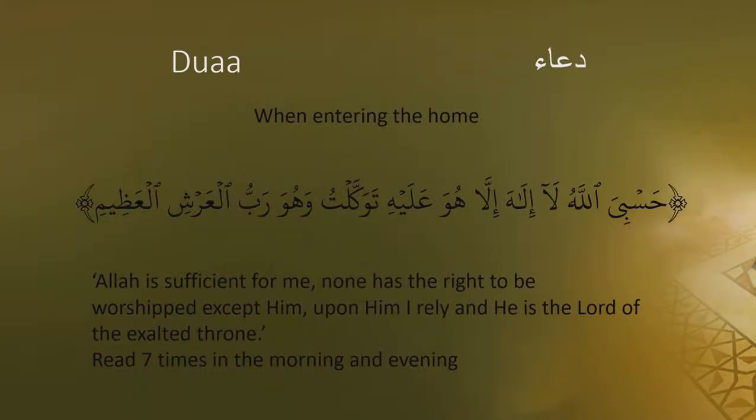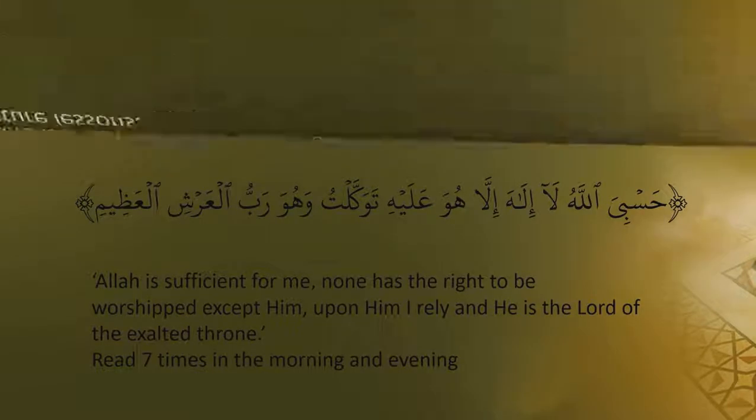Let's move to today's dua. حسبي الله لا إله إلا هو عليه توكلت وهو رب العرش العظيم. Allah is sufficient for me. None had the right to be worshipped except Him. Upon Him I rely, and He is the Lord of the exalted throne. Whoever said this dua 7 times in the morning and the evening, Allah satisfies him with regard to the affairs of the world and the hereafter that worry him.